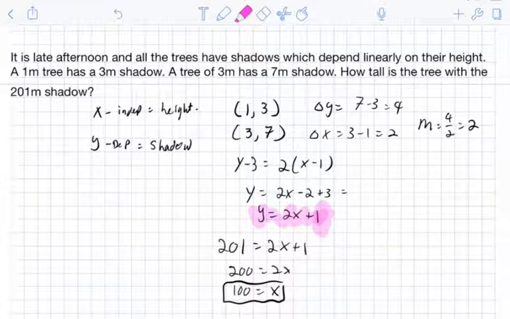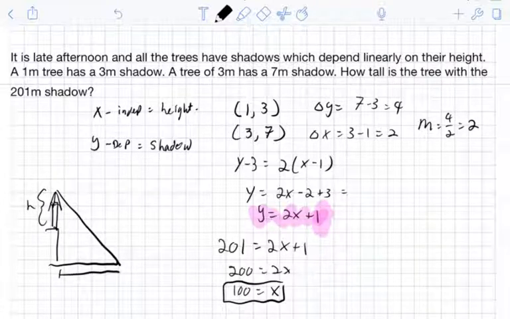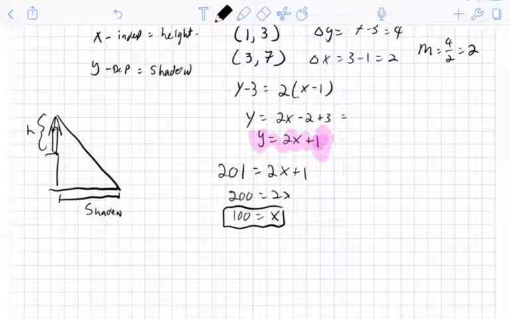I mean, that means if something has no height, it will have a 1 meter shadow. I don't know. Maybe they're on like a cliff where they project some shadow down here. So even if they don't have height, the cliff casts a shadow. Maybe that's what's going on. I don't know. But long story short, the linear equation took care of us.